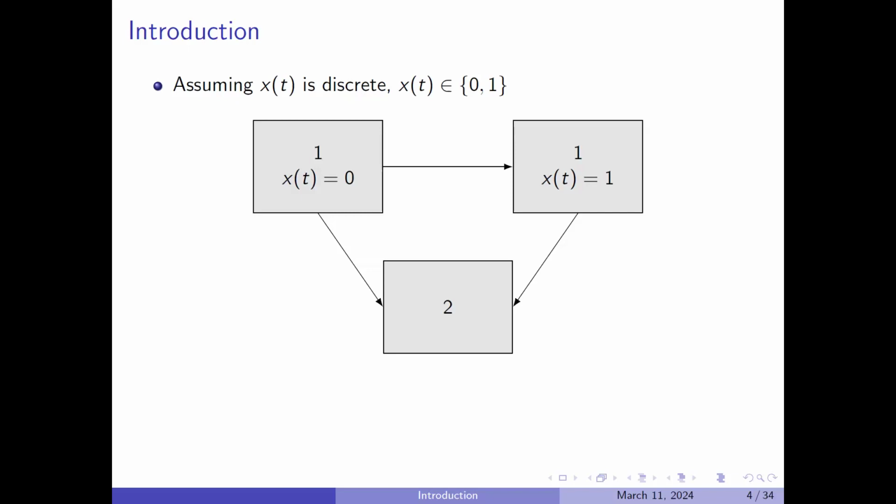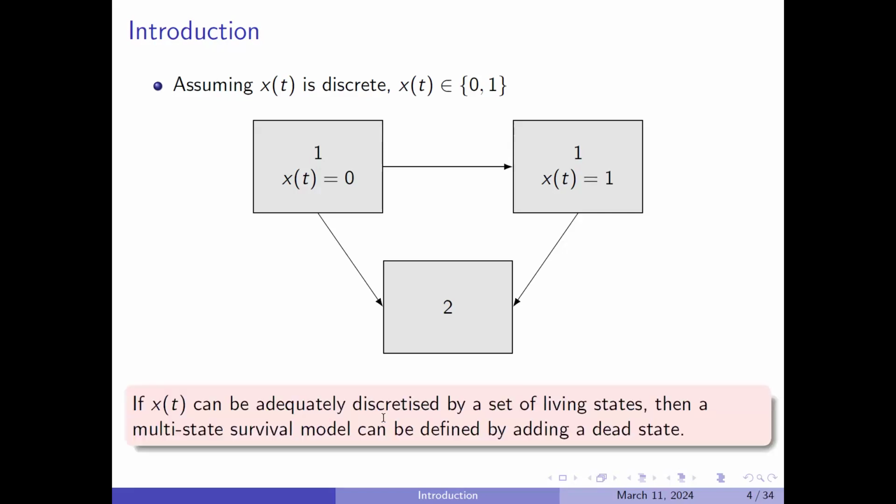If we have, for example, a biomarker that we can classify as a discrete biomarker, 0, 1, present or absent, we can then extend the two-stage model that we just described and have two living states and then the transition to death. So we can model as well the hazards and then the probability of transition from one state to another. And that would be a multi-state model, right? So basically, if we can adequately discretize this biomarker, we can define a set of living states, and then we can define a multi-state model.